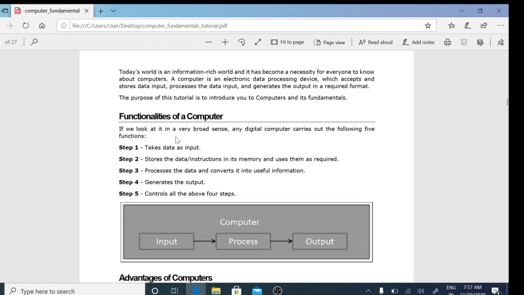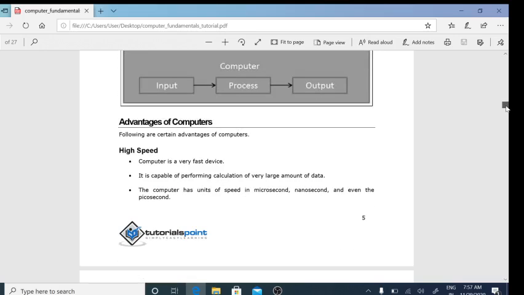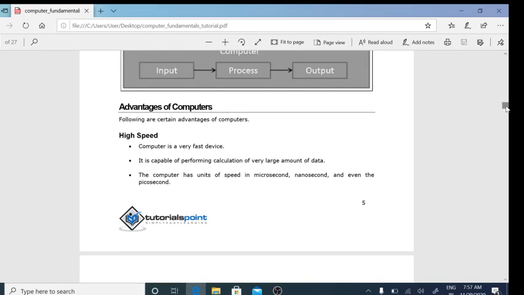The functionalities of a computer. Step 1, it takes data as input. It stores the data and instructions in its memory and uses them as required. Step number 3, it processes the data and converts it into useful information. Step number 4, it generates the output. Step number 5, it controls all the above four steps. Okay, so next, advantages of computers.